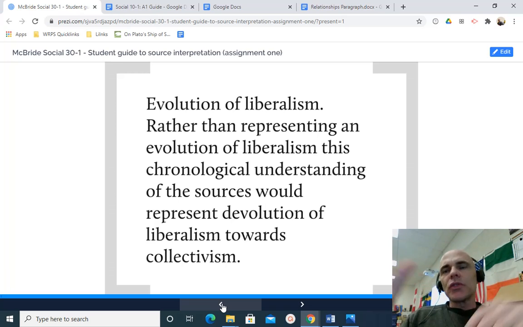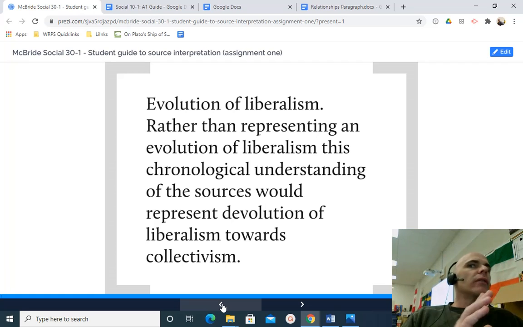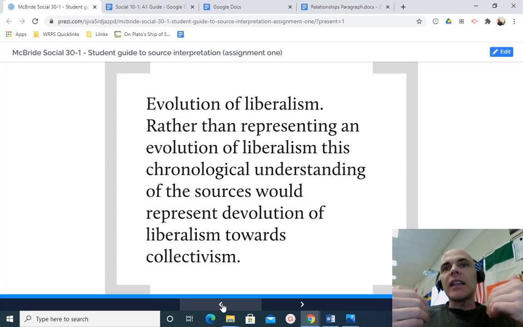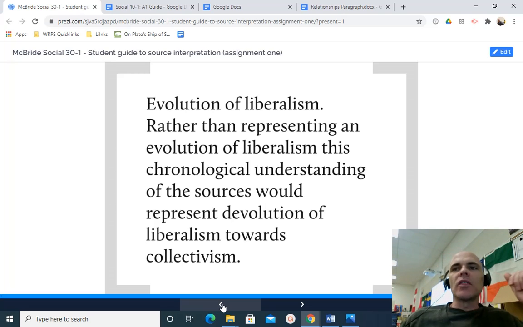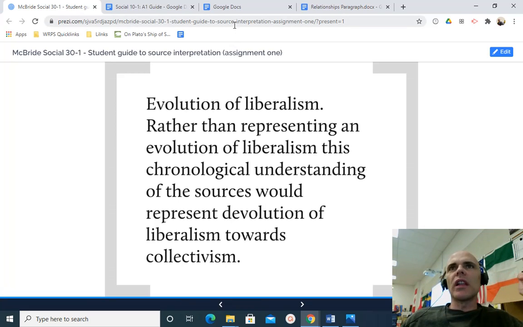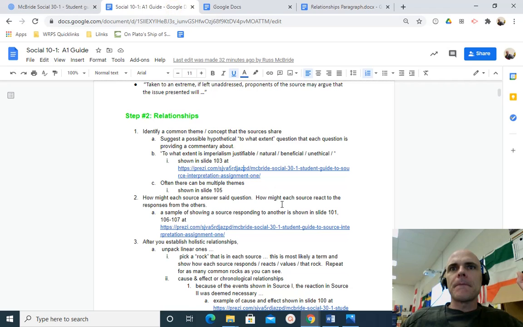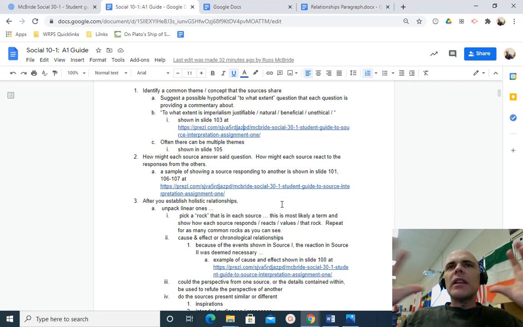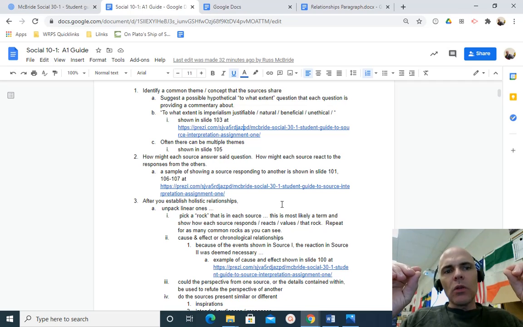Or in some sources, like the three that are at the end of that Prezi, rather than looking at the evolution of liberalism, they look at the devolution of liberalism towards collectivism. It's moving backwards as a paradigm shift back towards the collectivism that maybe dominated more so before the Age of Reason.